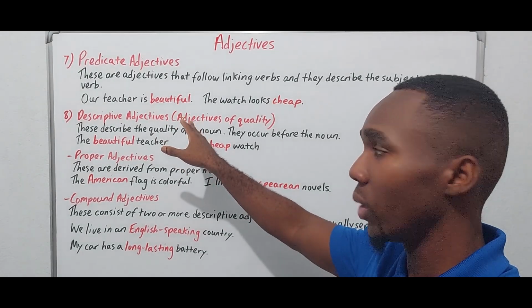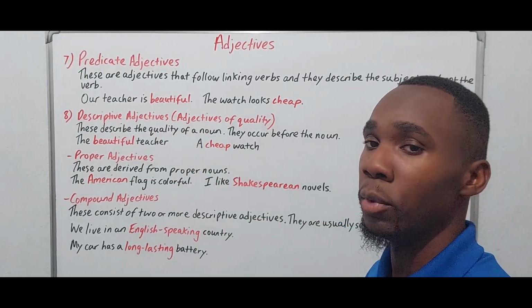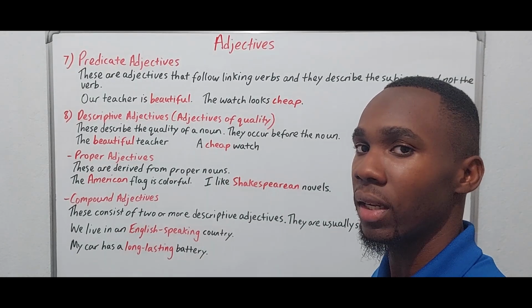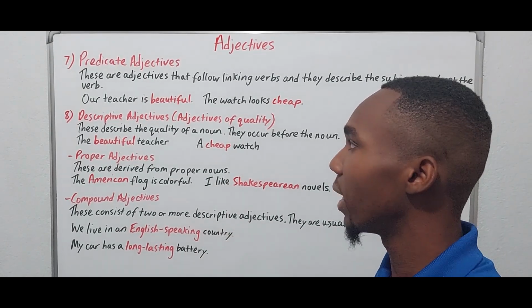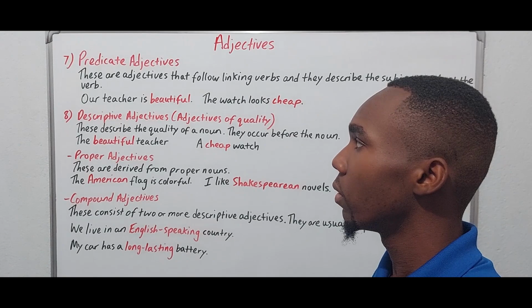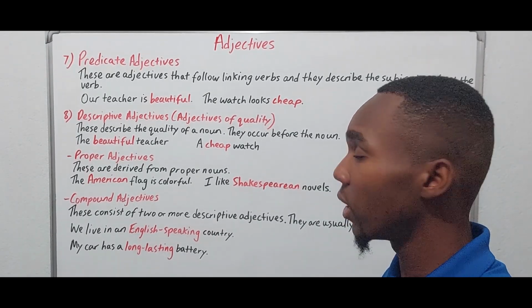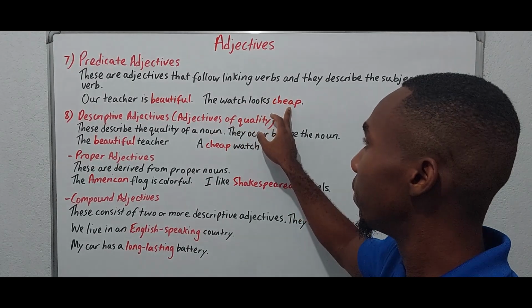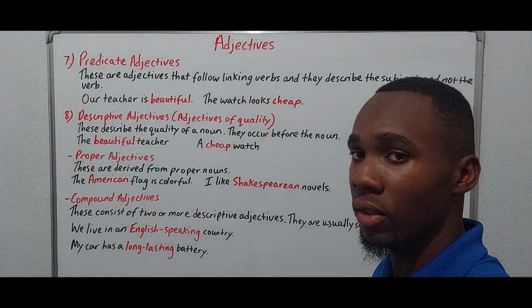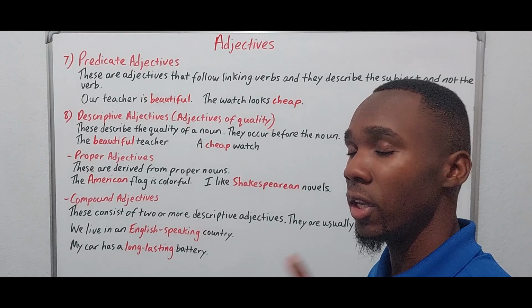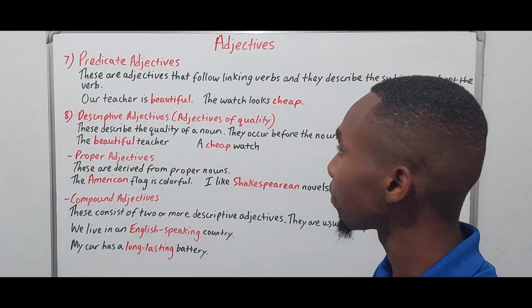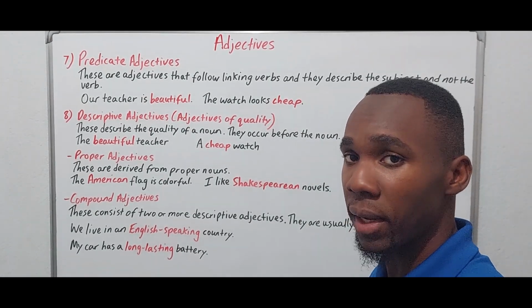Beautiful. We can't say our teacher is beautifully. We can't say that. That would not be grammatically correct. The verb to be is an example of a linking verb. Similarly, the watch looks cheap. Looks is good. The verb to look is a linking verb, even though it can also be an action verb, depending on the context.